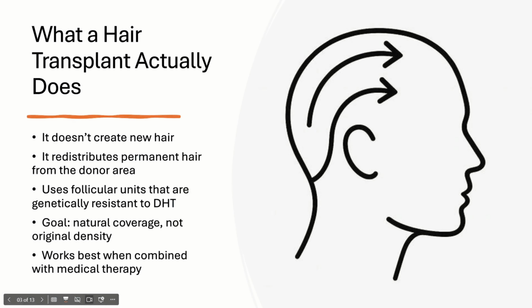So, what is a hair transplant? The surgeon takes the hair in the back part of your head, and moves this hair, transplanting it in the front area. It doesn't create new hair; it redistributes permanent hair, using follicular units. It depends on the technique. The goal is a natural hairline.